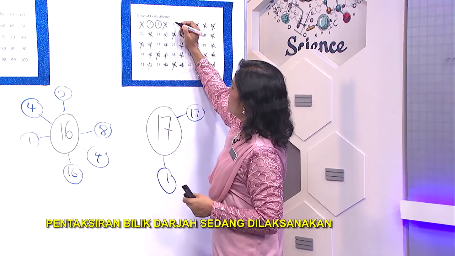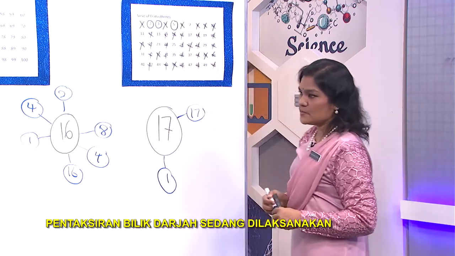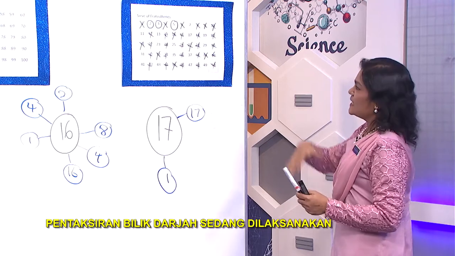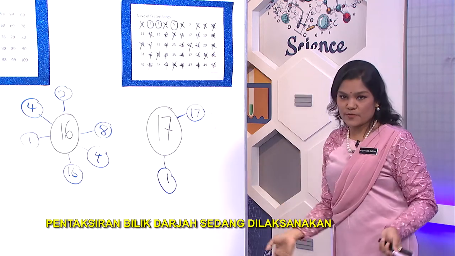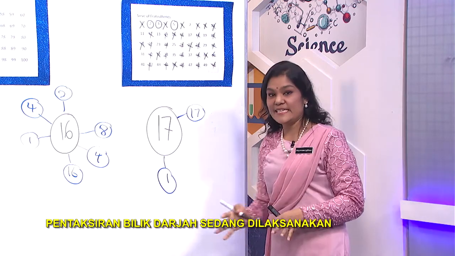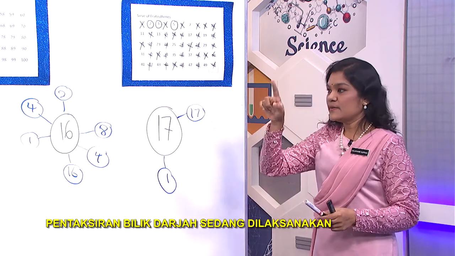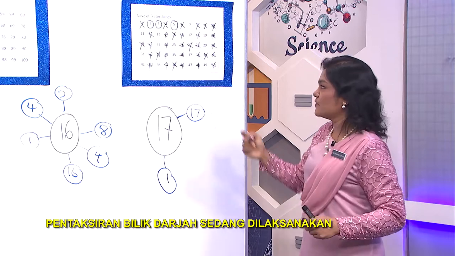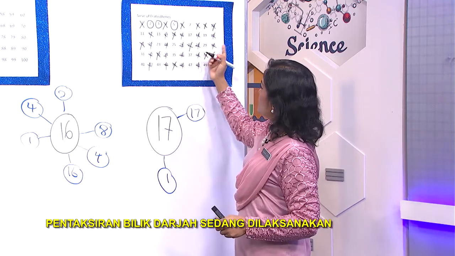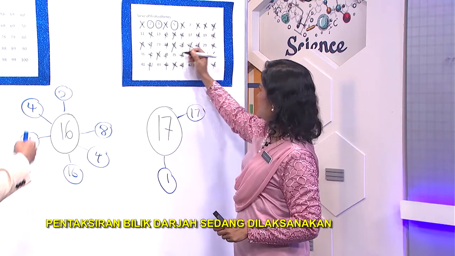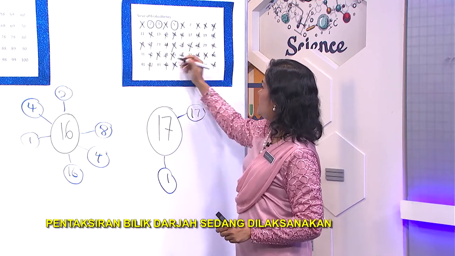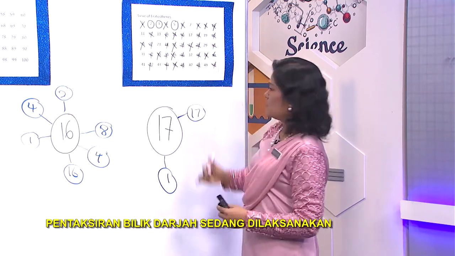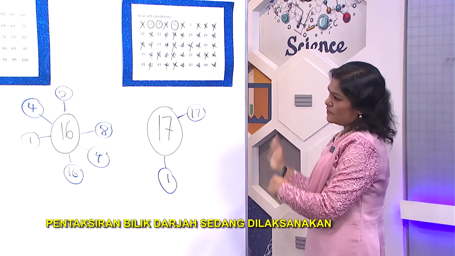Okay, now we have 5. Is 5 a prime number? Yes. Now we are going to cross out all the multiples of 5. Okay, kids out there, this is the hint. To find the multiples of 5, you must see the last digit, either 5 or 0. So all the numbers with last digit 5 and 0, cross out. Okay, 35. Very quick one, right? That's all. So we move to the next number.